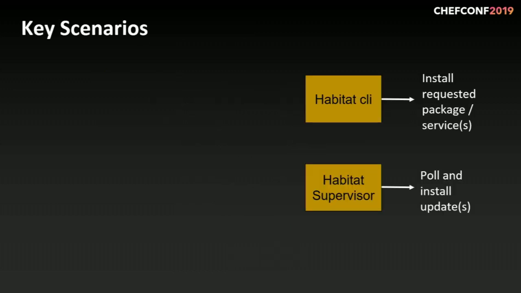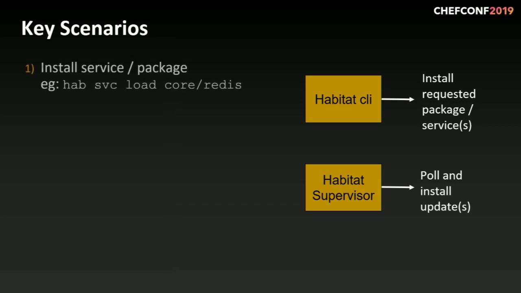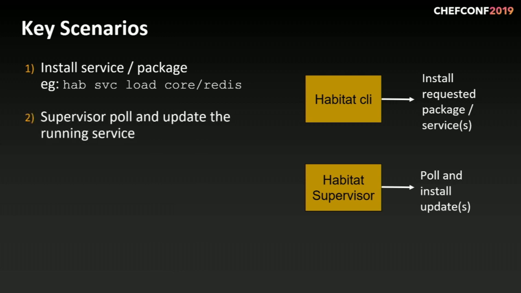But now there are some key scenarios to also think about. The first one is when you're installing your service. It's got to come from somewhere, so where is that? And then every once in a while, the supervisor is going to poll to see if there are any updates to the running services, and that's got to come from somewhere. That's a key scenario. And then every once in a while, the supervisor is going to update itself, so that's also part of the scenario where it needs to install updates and packages.